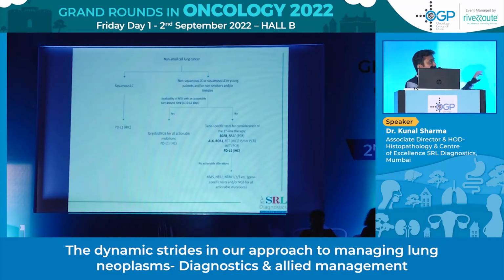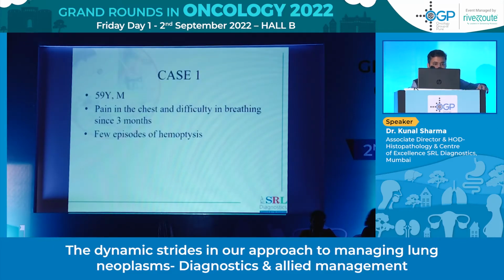Again, in a nutshell, if there's a squamous cell carcinoma, we go for PDL1 testing. In non-squamous cell carcinomas, if NGS is available and cost is not a factor, you go for targeted NGS for all actionable mutations. If cost is a factor, even in a tertiary care center like ours, many a times we get testing requisitions for EGFR, ALK, ROS1 separately, along with RET, MET, and PDL1. So with that, let us jolt ourselves a little, and get to some interesting cases.